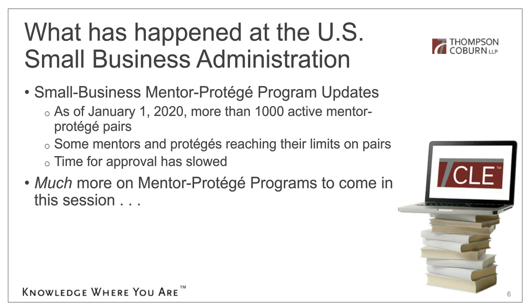A couple of other things that are happening at SBA related to this program is that at one point, approval for the all-small mentor-protege program was taking about 8 to 12 days. It's now double that and taking at least 5 weeks from what we're seeing based on SBA statements and experiences of folks who've been through the program.